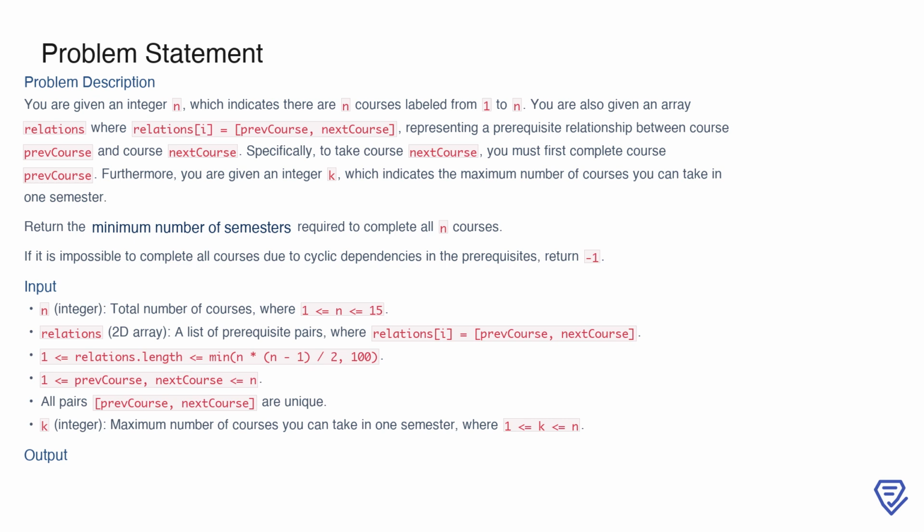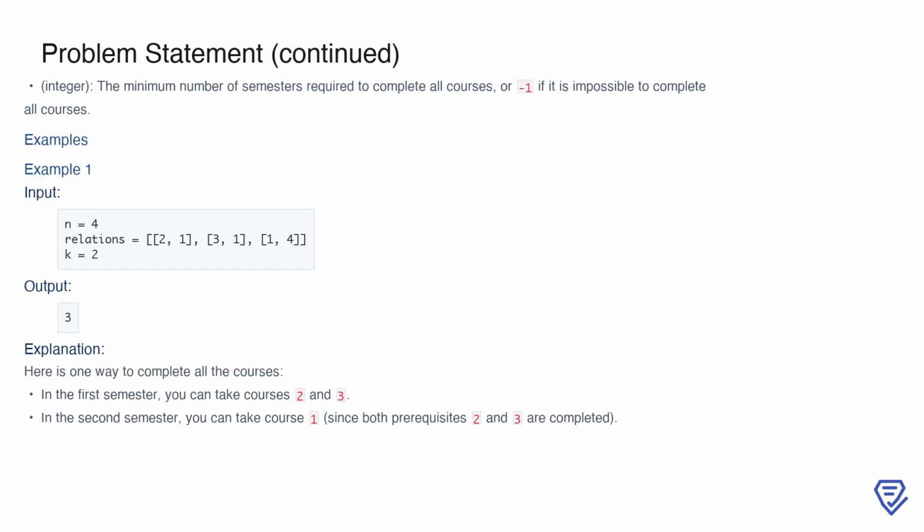Additionally, there is a limit of k, which specifies the maximum number of courses you can take in a single semester. Your goal is to determine the minimum number of semesters required to complete all n courses, or return -1 if it's impossible due to circular dependencies in the prerequisites. The output of this problem is an integer representing the minimum number of semesters needed to complete all courses. If there's a cycle in the prerequisite relationships, meaning some courses depend on each other in an unresolvable loop, the output should be -1.